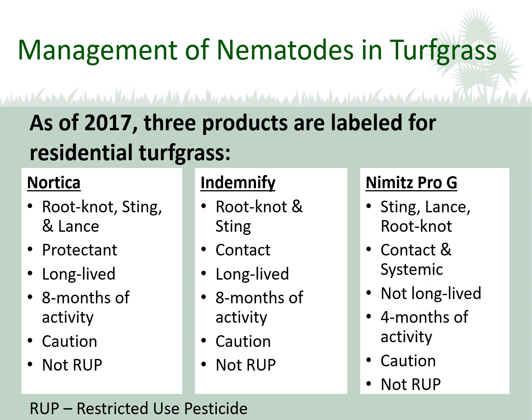As of 2017, there are 3 products labeled for residential turf grass. And I looked up these also, and they're very expensive. We're talking $300 to $400 for a quart or so of the concentrate. I'm not sure exactly how much you would need. I didn't look at the usage requirements for them. They target root knot, sting, and lance: root knot and sting, root knot, sting, lance.